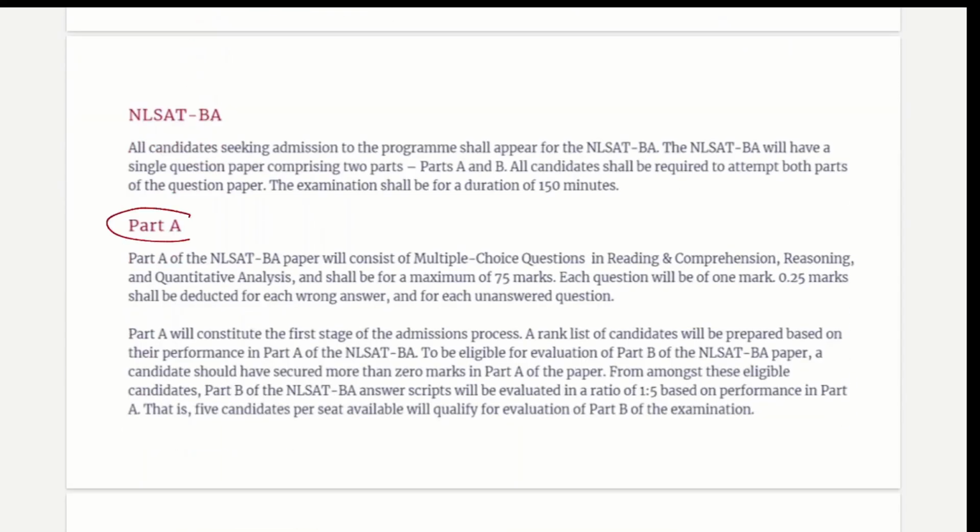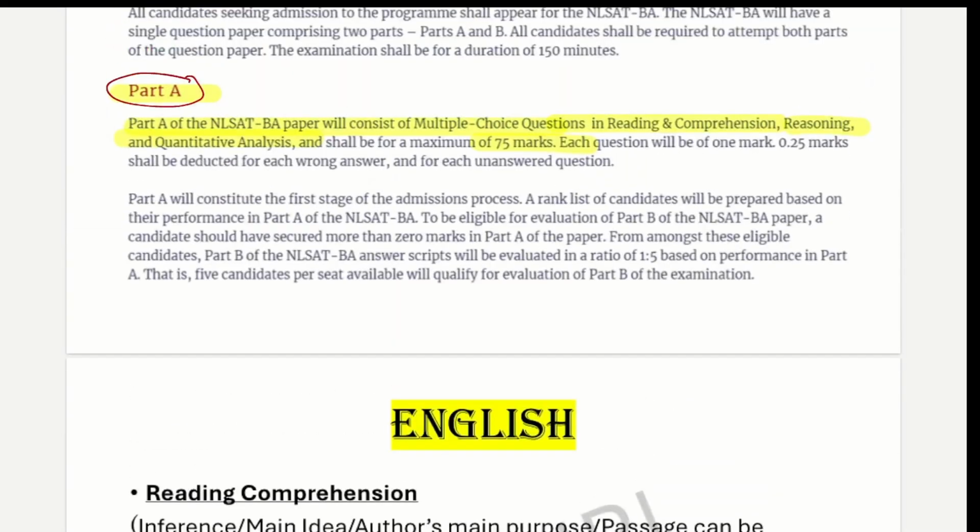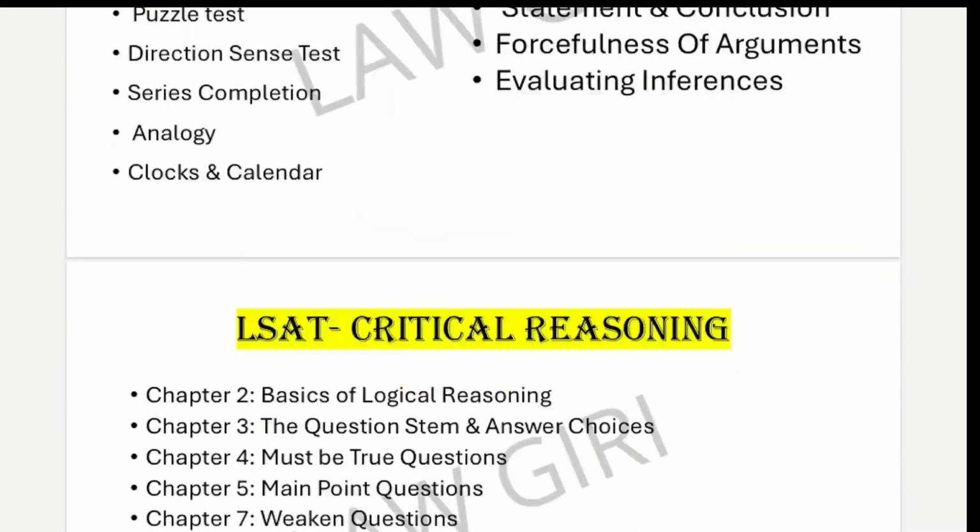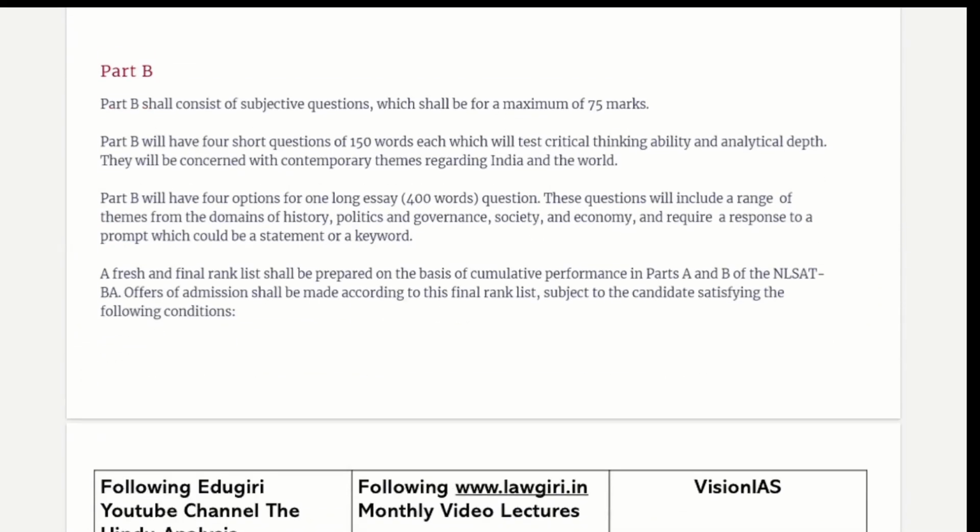NLSAT has part A as well as part B. The paper is divided into two parts basically, and part A basically has MCQ questions from reading comprehension, reasoning, and quantitative analysis. 75 marks का part A है, and part B has writing. Okay, so I'll make you go through part B also first.